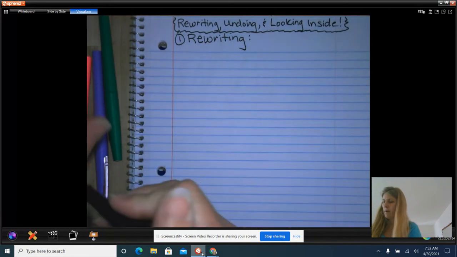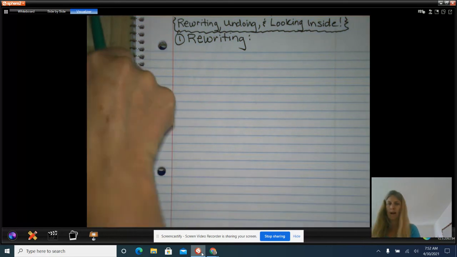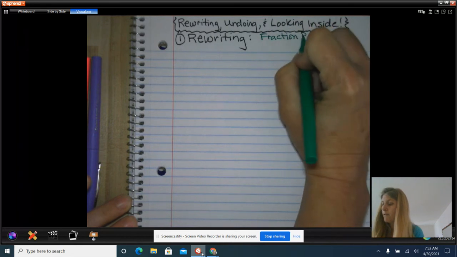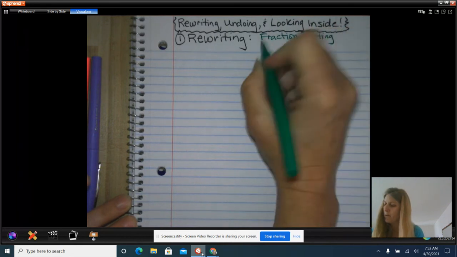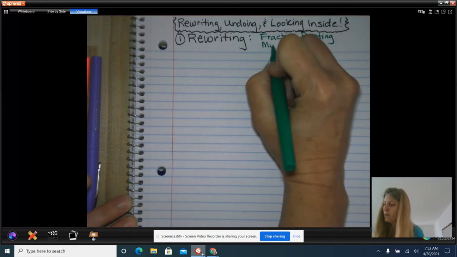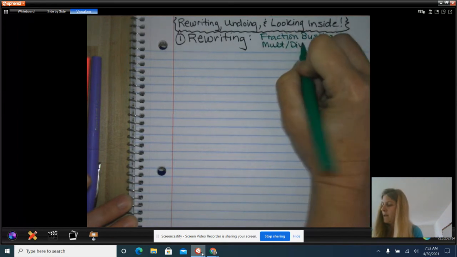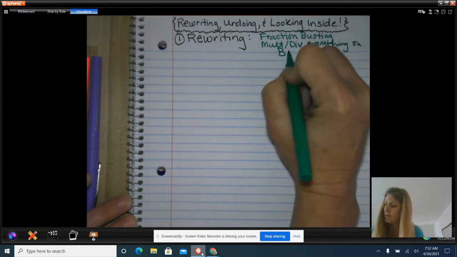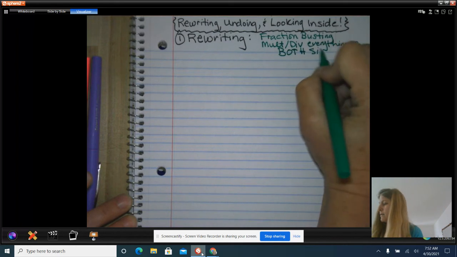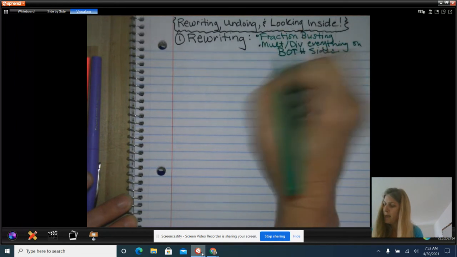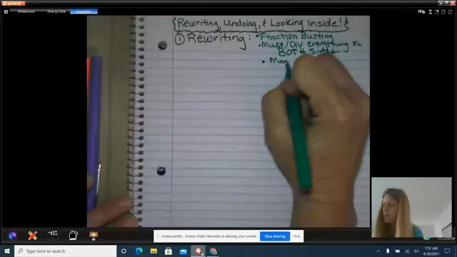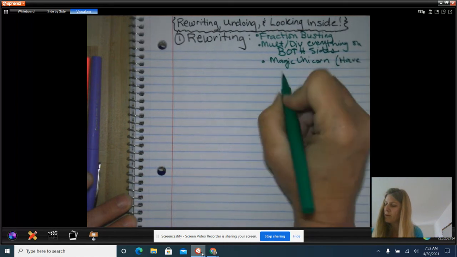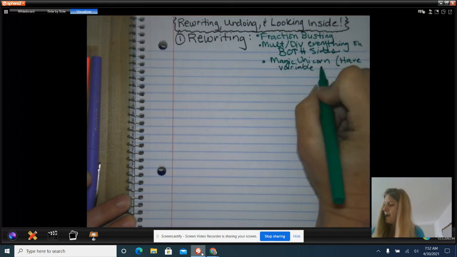And we've already learned a number of these techniques. So what consists of rewriting is fraction busting, which we just did last class and the class before that. And we also learned that we could multiply or divide everything on both sides of your equation. And then a third one is the silly one that I called magic unicorn, which we use when we have our variable as an exponent.